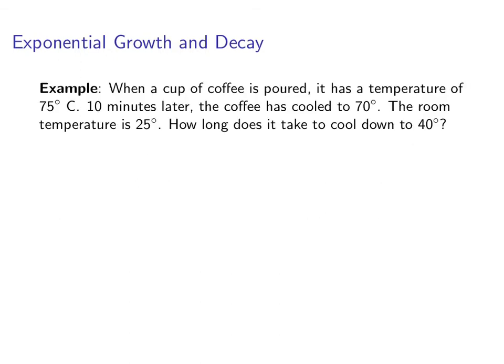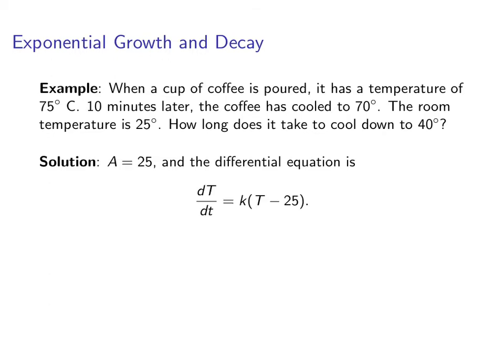All right, so let's try this as an example. We have a cup of coffee. It's being poured at 75 degrees Celsius. And 10 minutes later, the coffee has cooled down to 70 degrees Celsius. Now the room temperature, which is the ambient temperature, is 25 degrees. We want to know how long does it take to cool down to 40 degrees. Keep in mind, all these degrees are measured in Celsius. So A is equal to 25, our ambient temperature. So our differential equation is dT/dt equals k times (T minus 25).